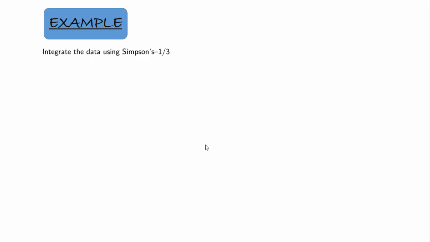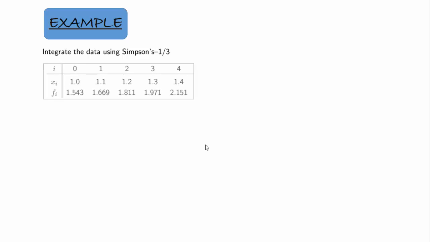Here we're given a data set and are told to integrate it using Simpson's one-third rule. We'll have to make sure first of all that this can be done by Simpson's one-third rule. For that, we'll have to make sure that there is an even number of intervals, or in other words, an odd number of data points. Here we can see that we have an even number of intervals. In this case, we have 4 intervals: 0 to 1, 1 to 2, 2 to 3, and 3 to 4.